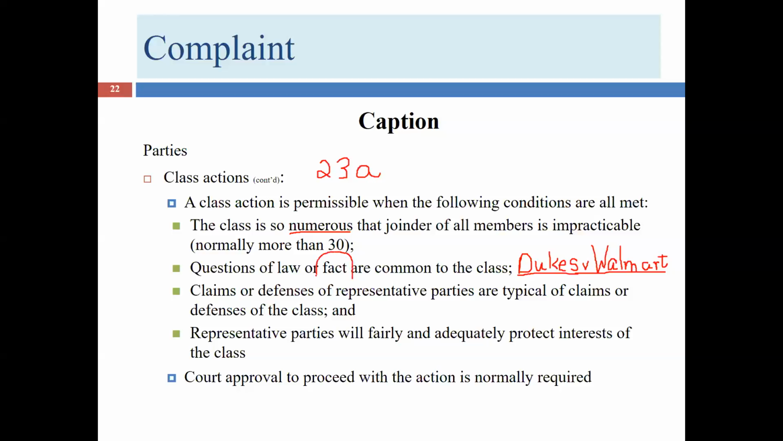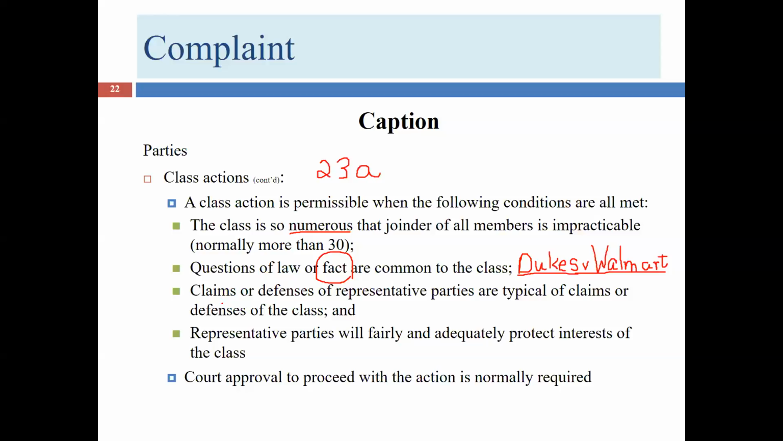Well, this went up to the U.S. Supreme Court, and the U.S. Supreme Court said, there's not enough facts in common. Basically, the facts that we have in common are these people are women, and they all worked for Walmart at some time. But beyond that, the circumstances were way too different. And one of the big factors was the decentralization of how these employment decisions were made. So this can be a stumbling block for whether you're going to have a class action or not.